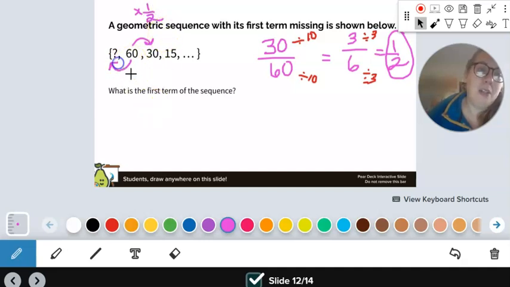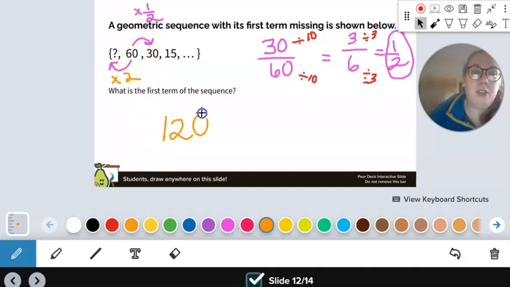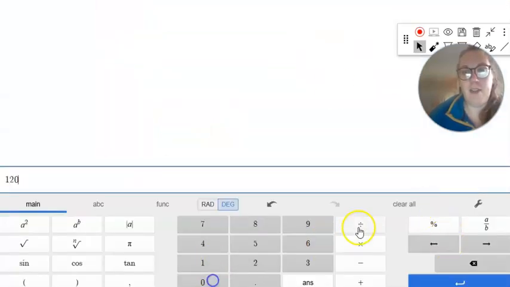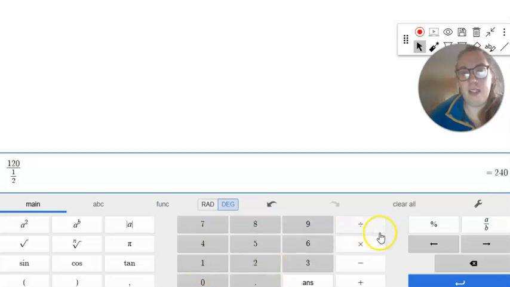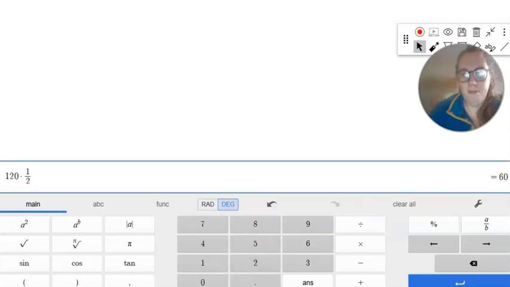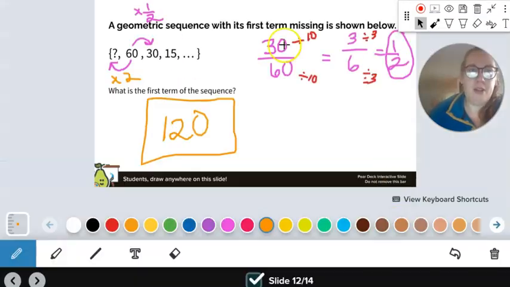So to go backwards, we're going to do the opposite and we'll multiply by 2. Dividing by 1/2 is the same thing as multiplying by 2. So 60 times 2 is 120. And again, just to make sure it works, if we start at 120 times 1/2, we should get 60. So that works. So we did it correct.